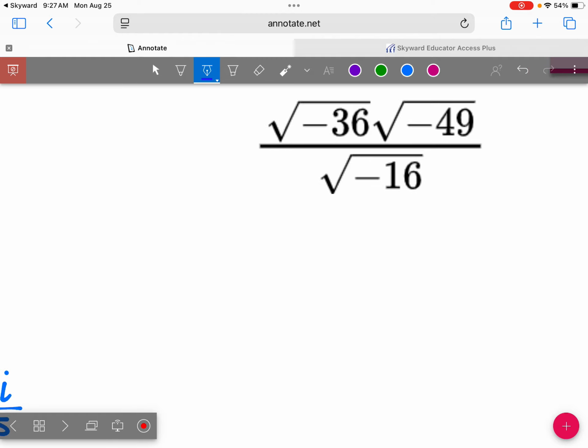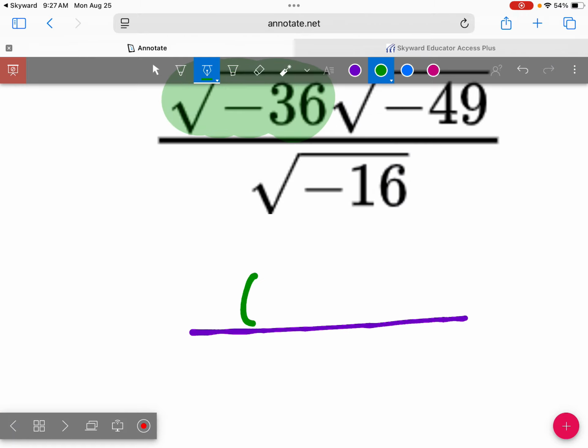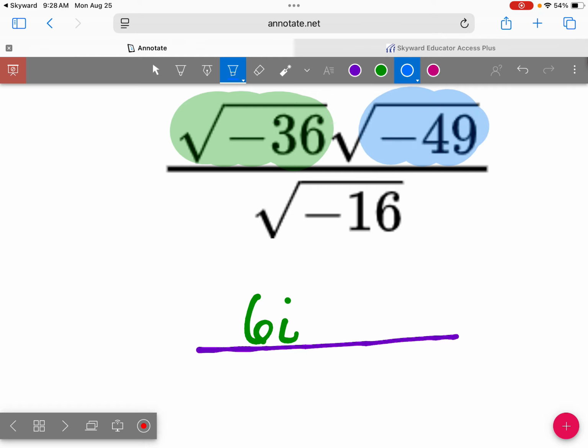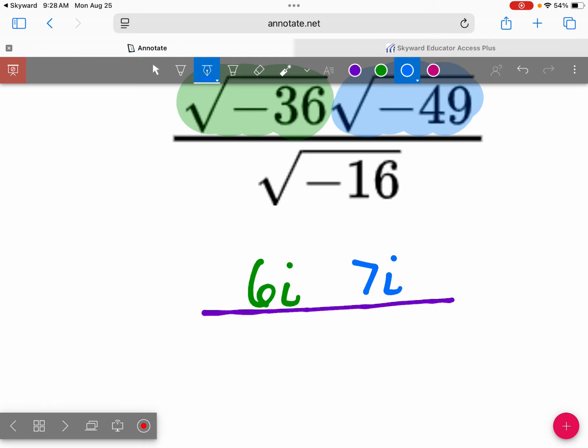So let's look at the one on the right. Very similar vibes. Square root of negative 36 times square root of negative 49 over square root of negative 16. What is square root of negative 36 going to be? 6i. What about our square root of negative 49? 7i. And our denominator?